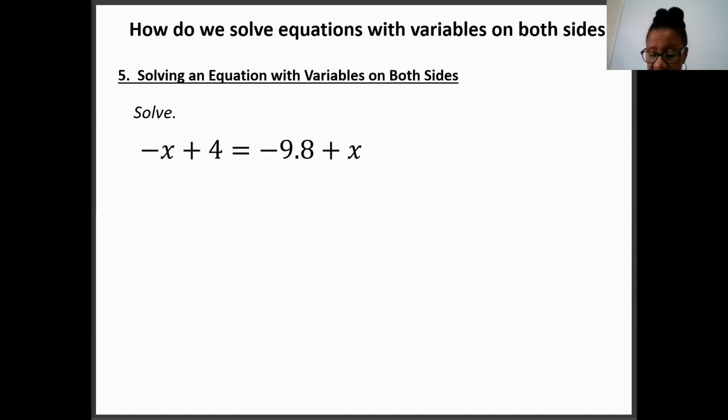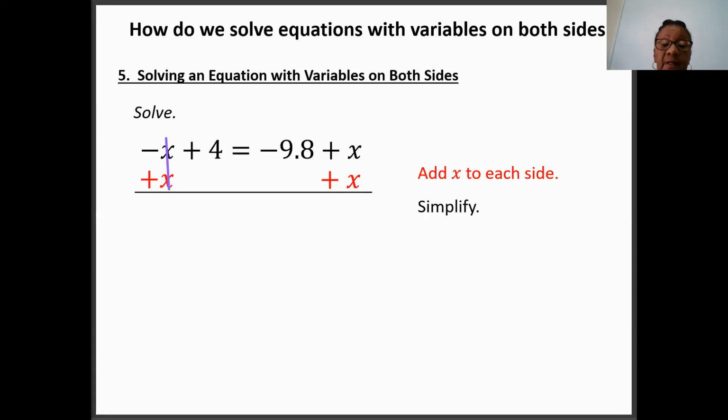Okay. All right. Let's start our working. So our first step should be add x to each side. When we add x to each side, our working should look like this. The x on the left will be canceled out, and now, to simplify, we have 4 is equal to negative 9.8 plus x. So that gives us 4 is equal to negative 9.8 plus 2x.